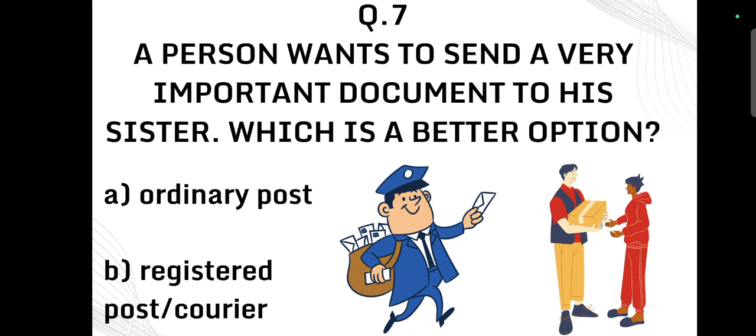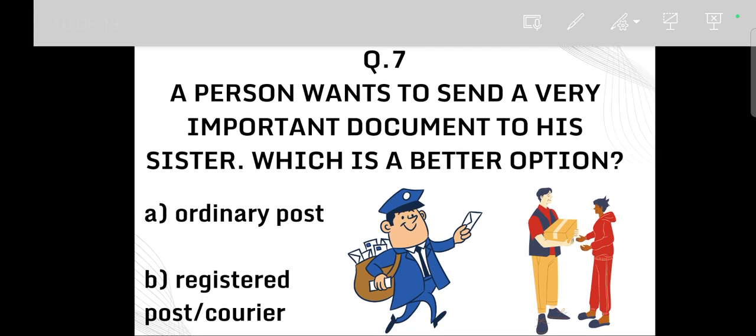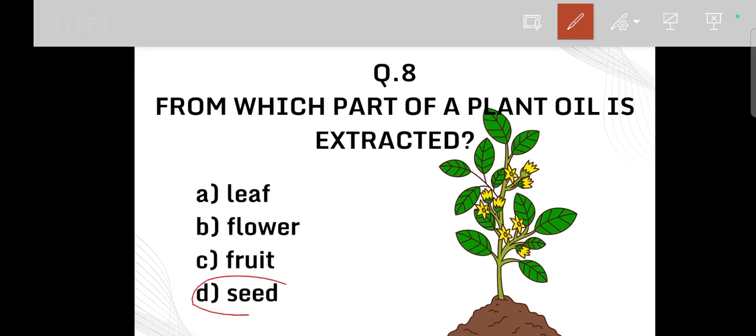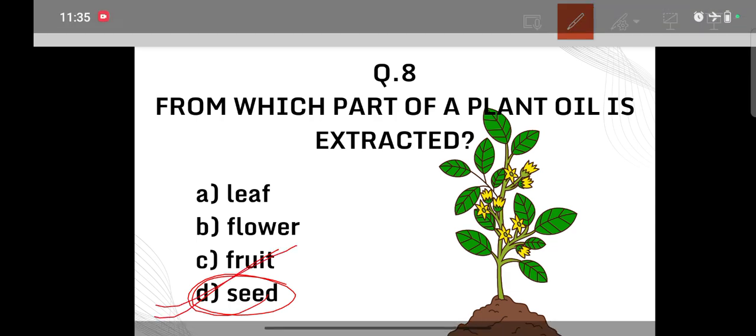Question number 7. A person wants to send a very important document to his sister. So which is the better option? Option A is ordinary post, or B is a registered post or a courier. If you want to send anything at a faster pace, we send it through a courier or registered post, because ordinary post takes time. So B is the correct answer. Question number 8. From which part of a plant is oil extracted? Oil is extracted from the seed of a plant. D, seed, is the correct answer.